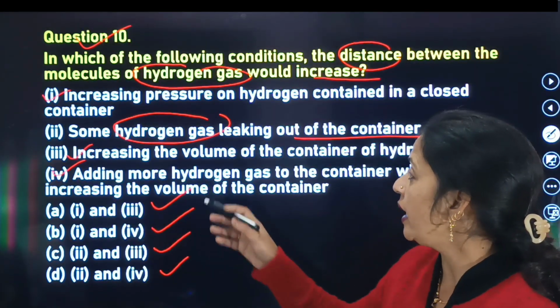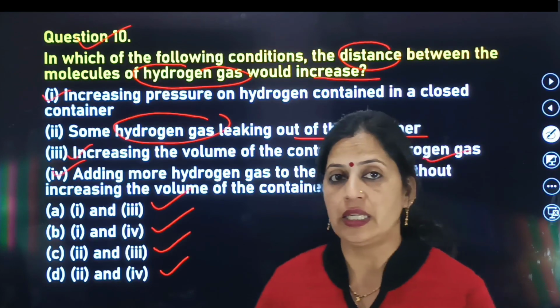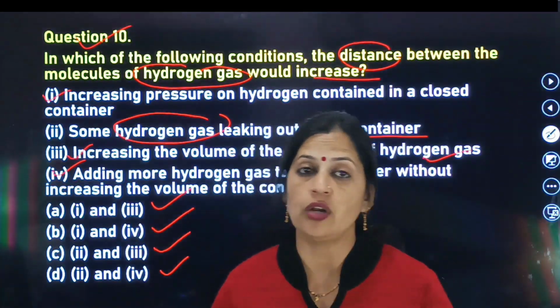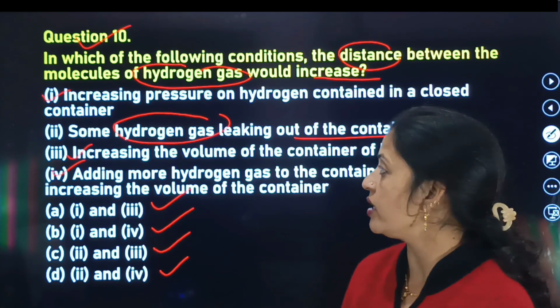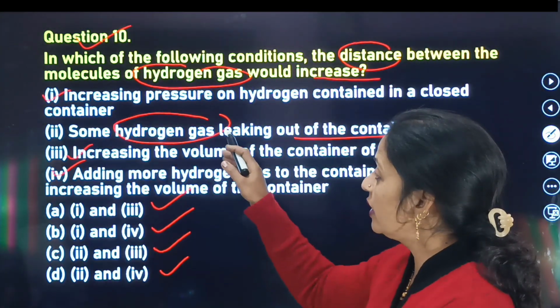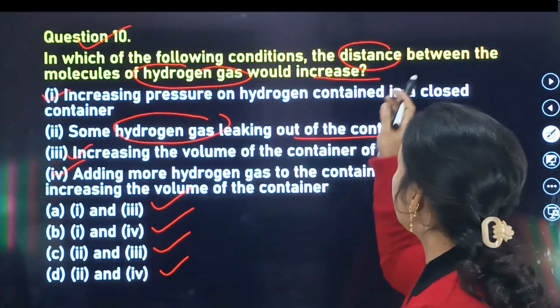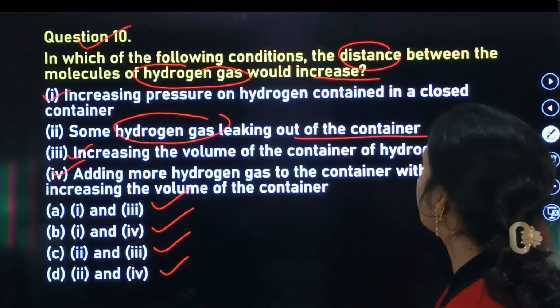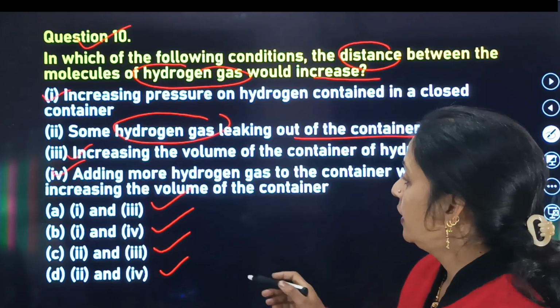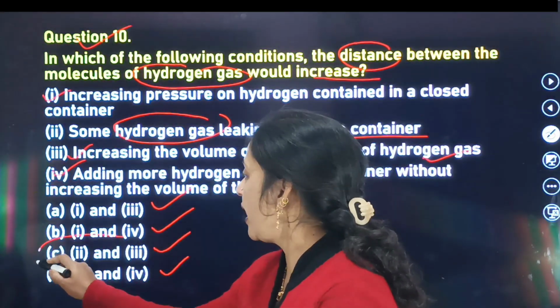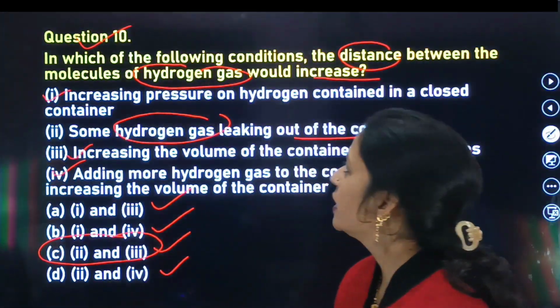और जो सेकेंड कंडीशन है हमारी, दैट इज इंक्रीजिंग द वॉल्यूम ऑफ द कंटेनर। जिस कंटेनर में हमारी हाइड्रोजन गैस है उस कंटेनर के वॉल्यूम को हम इंक्रीज करेंगे। दैट मींस अंडर दीज टू कंडीशंस वी कैन इजीली इंक्रीज द डिस्टेंस बिटवीन द मॉलिक्यूल्स ऑफ द हाइड्रोजन गैस। सो हियर दिस इज द राइट आंसर फॉर द क्वेश्चन नंबर 10.